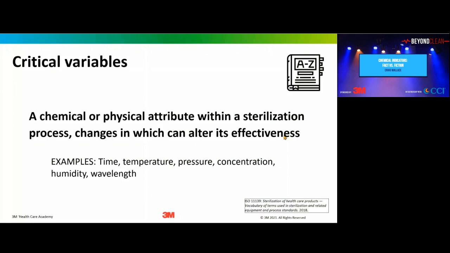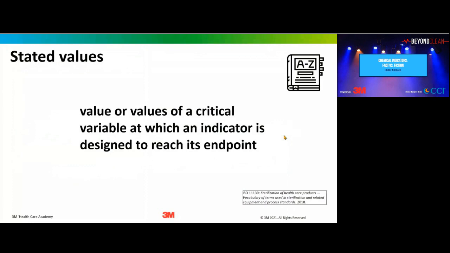Here's another one. Stated values. This is the value or values of a critical variable, so there's that term, at which an indicator is designed to reach its endpoint. And we said reaching its endpoint means it's supposed to pass. So stated values will become important when we talk about the ISO standard, about how they define the performance for CIs.